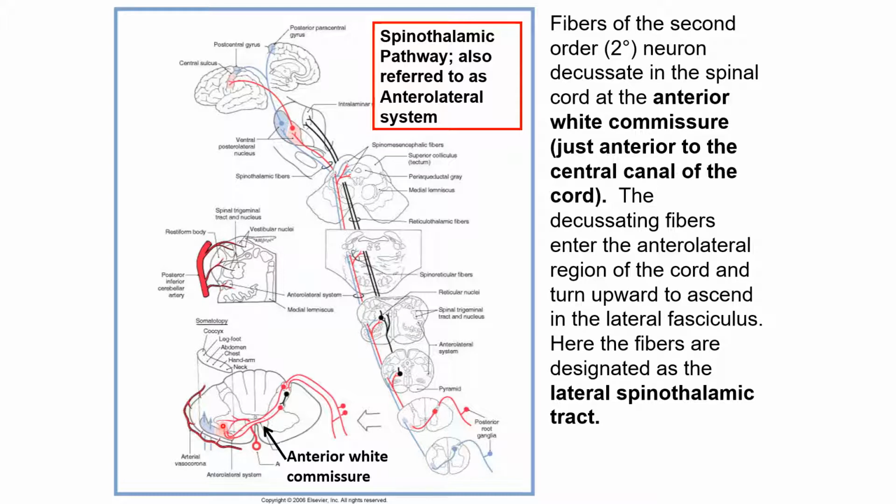And they ascend in the lateral funiculus, just ventral to the corticospinal tract. Here, the fibers are designated as the lateral spinothalamic tract. Then they'll ascend through the various levels of the spinal cord in that lateral position, and then travel into the brainstem and stay in a lateral position all the way up until they reach the thalamus. The spinothalamic pathway is also referred to as the anterolateral system because of its position in the cord.